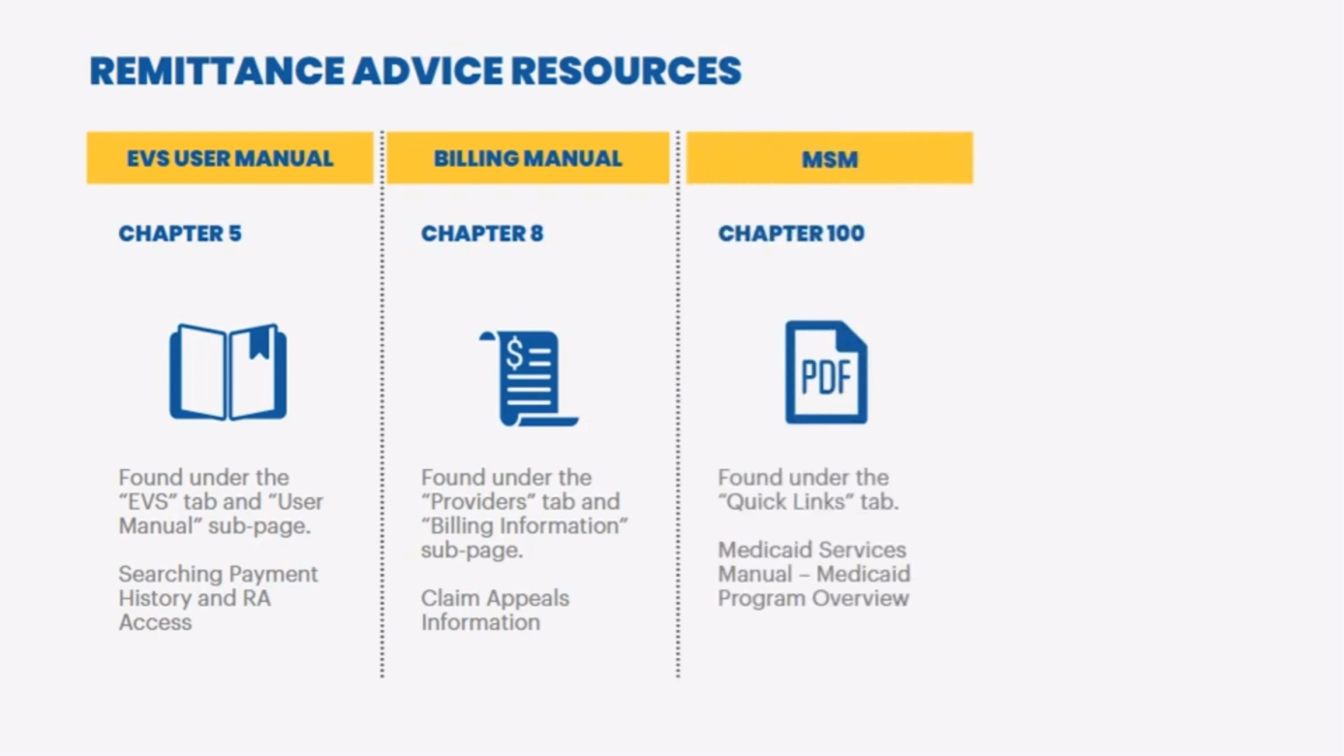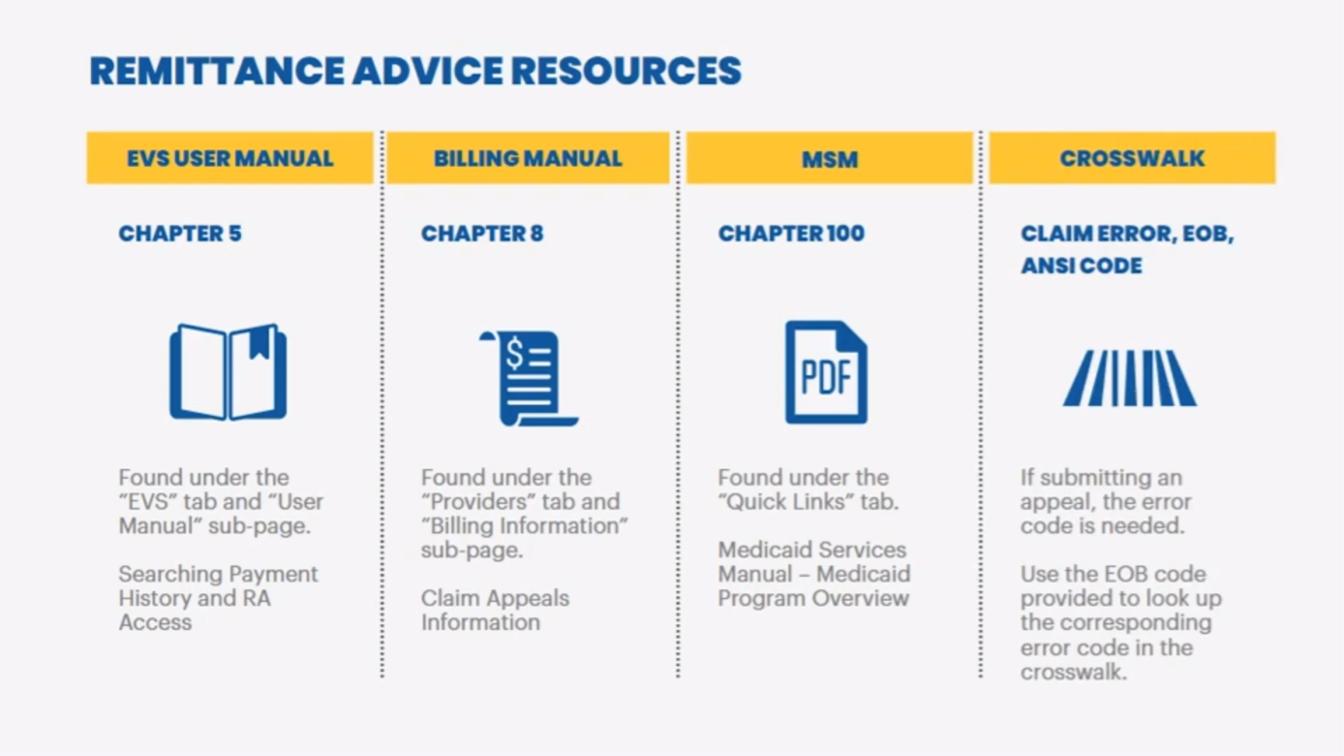The Medicaid Services Manual Program Overview, also known as Chapter 100, can be found on the DHCFP website. You may navigate to the manual from the Nevada Medicaid website by clicking the Medicaid Services Manual subpage in the Quick Links tab. Once on the DHCFP website, you may scroll to click the Chapter 100 link.